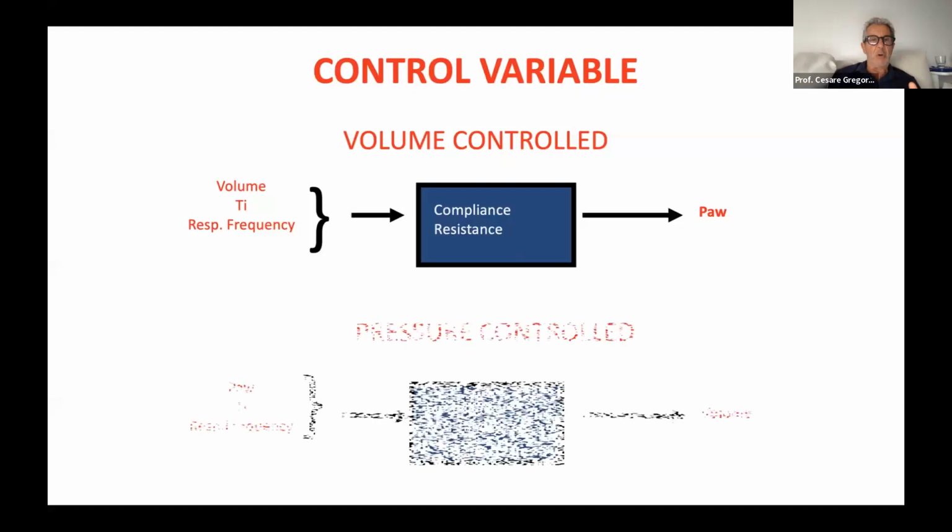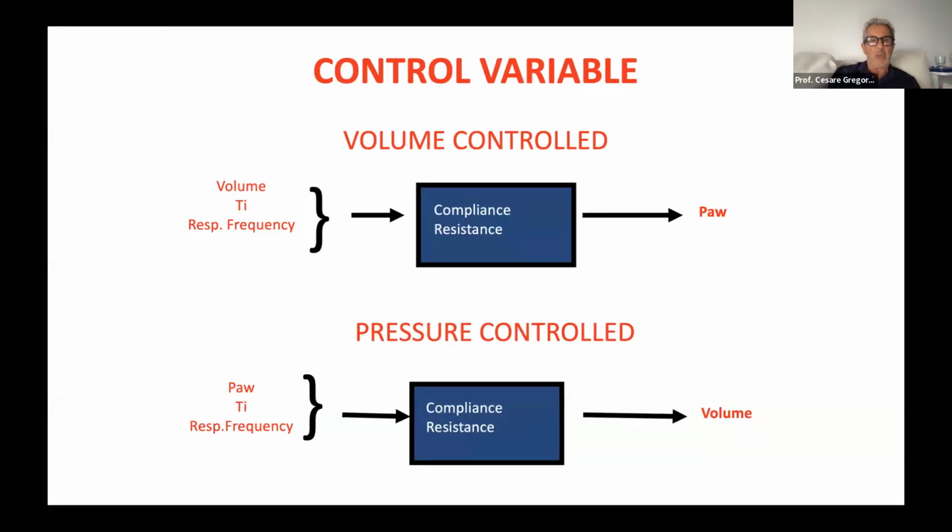As you well know, during volume control, we have an independent variable that is volume and a dependent variable that is pressure. During pressure control, we have an independent variable that is pressure and a dependent variable that is flow, and its integral over time, namely the volume.